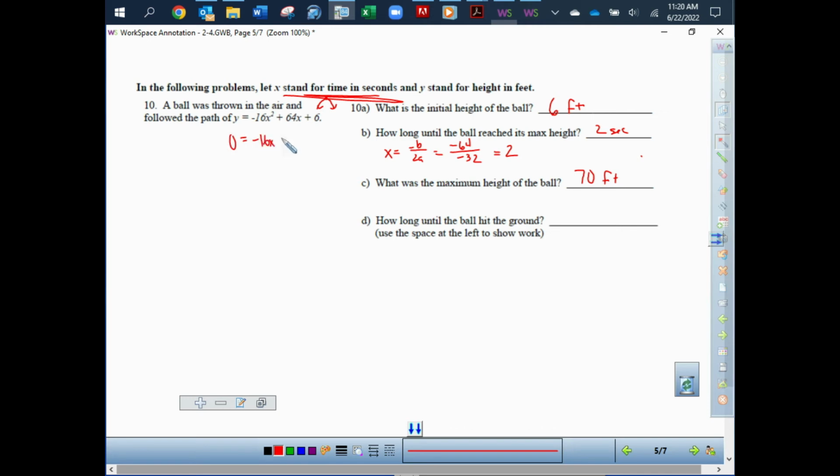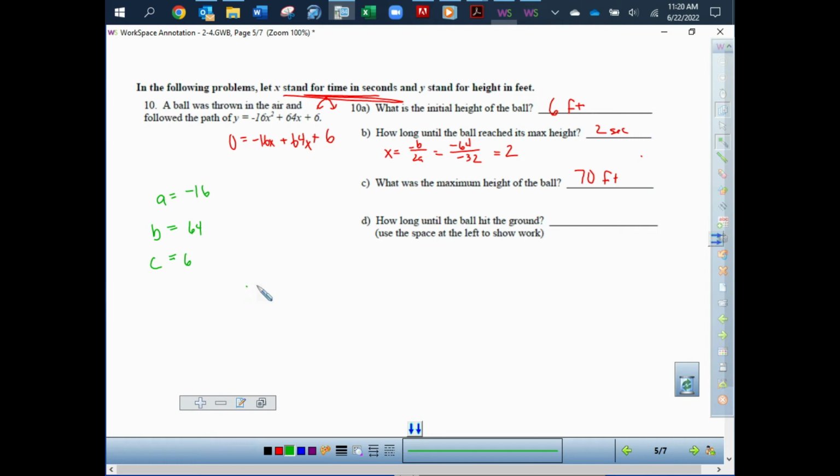And, you know, we could try to factor this. We could try to complete the square on this guy. But this is a perfect quadratic formula. We don't want to do the old complete the square because a is not 1, even though b is even. So I forgot my x there. But this is totally a quadratic formula because it would be the easiest way to do it. So I'm going to recognize a, b, and c, and then I will put those in. A is negative 16, b is 64, and c is 6.